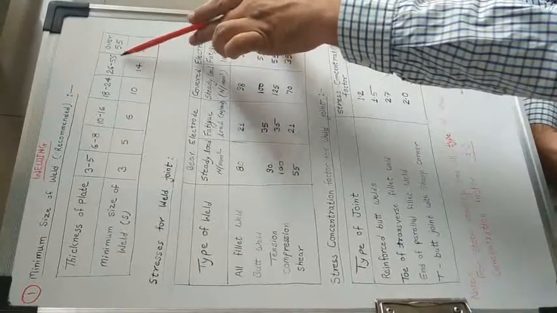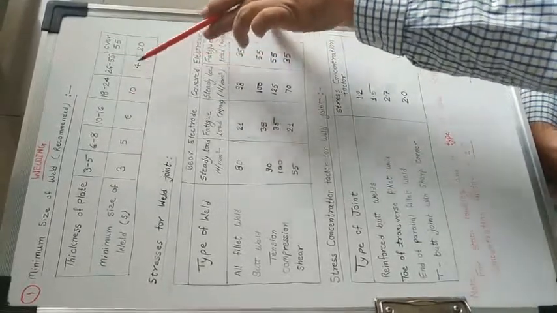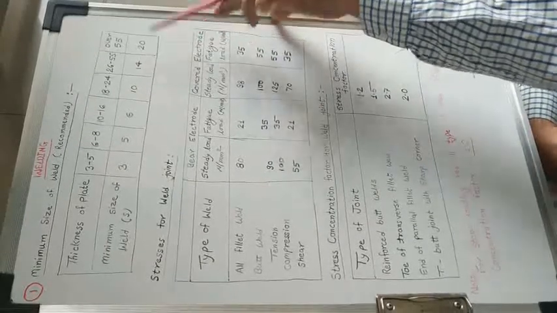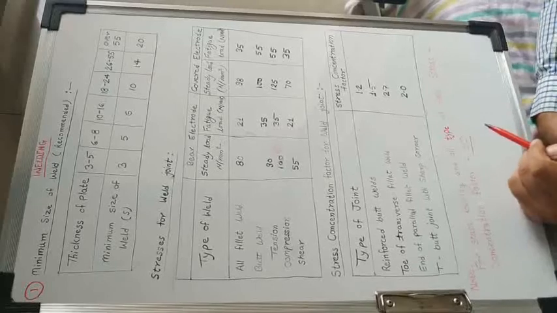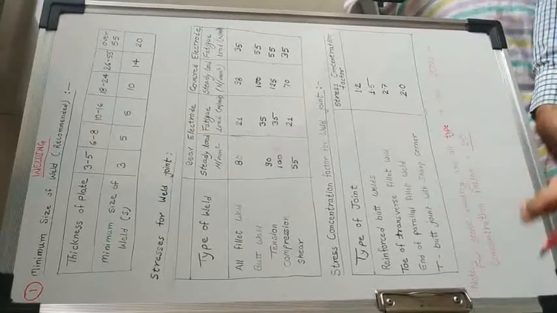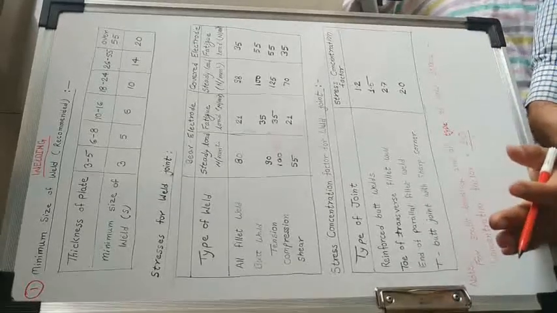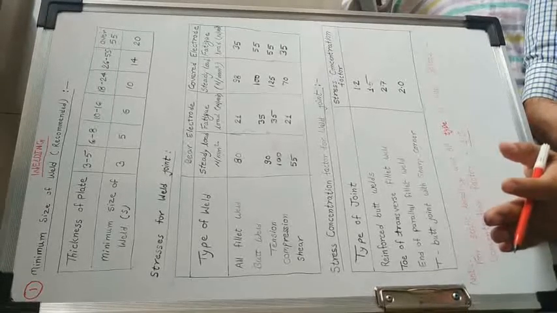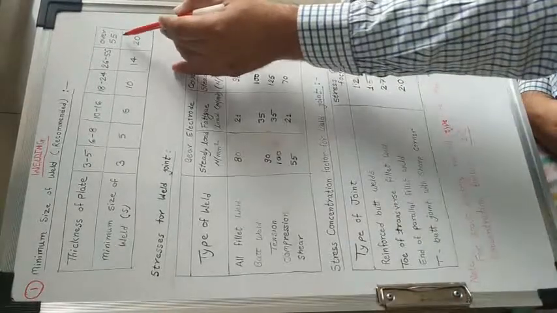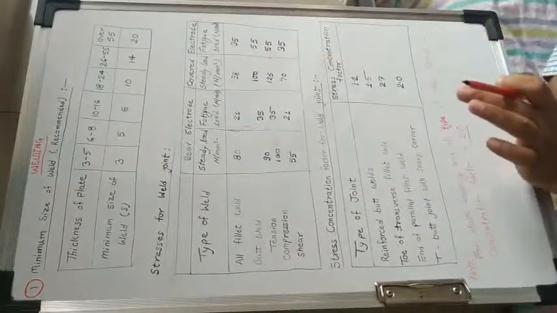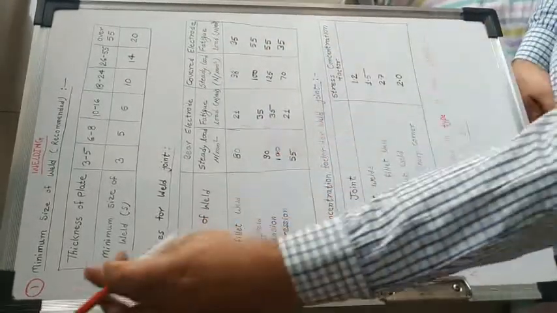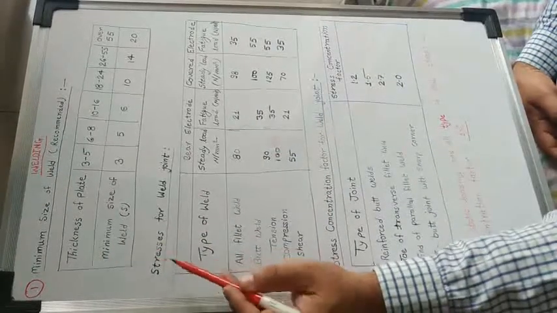For 26 to 25 mm thickness of plate, it needs 14 mm thickness, so 3 roots of welding are required. So you know that you have to make a V shape and then weld it. Over 55 mm thickness plate, you need a minimum 20 mm thick welding size. So these are the minimum sizes of the weld.